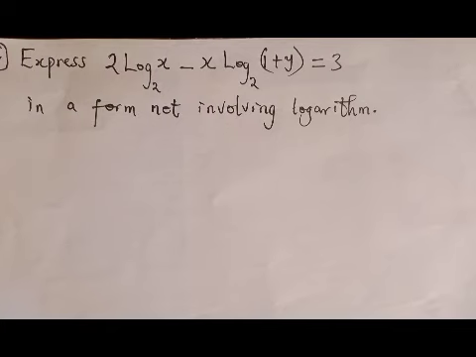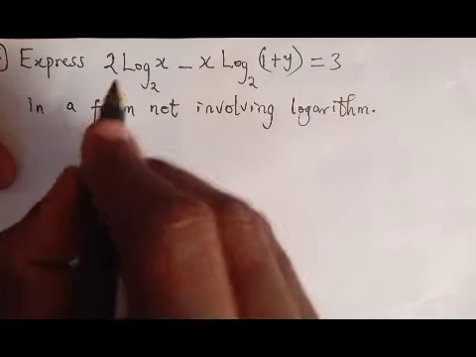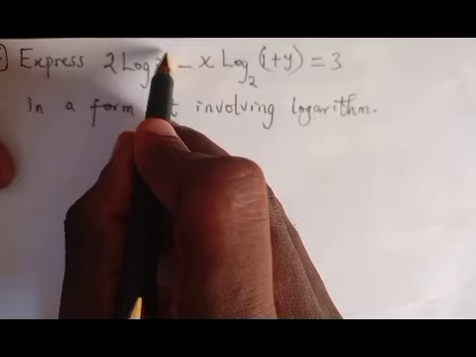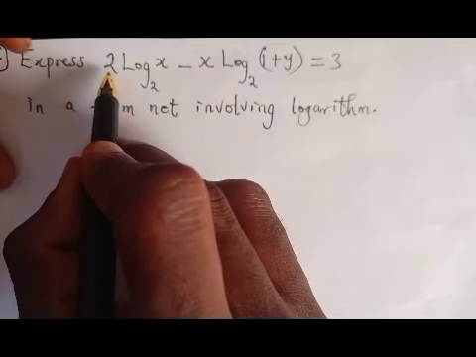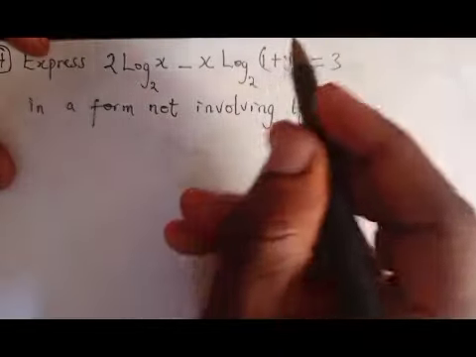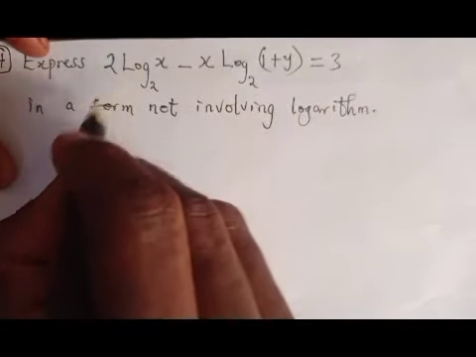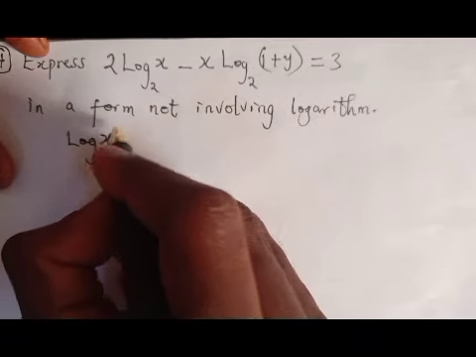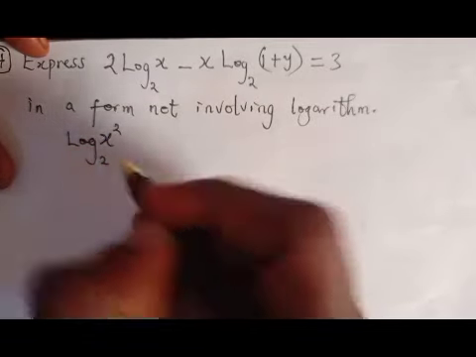And finally, we want to express 2 log x in base 2 minus x log 1 plus y in base 2 equals 3 in a form not involving logarithm. So what we need to do is to remember one of the laws where we have to move the power to the front. So I'm going to try to move from back to front this time. So this time, this is simply going to become log x squared in base 2. I hope you remember that law.